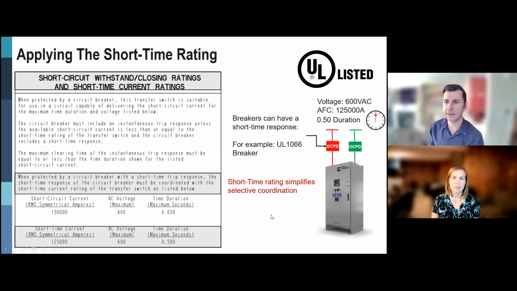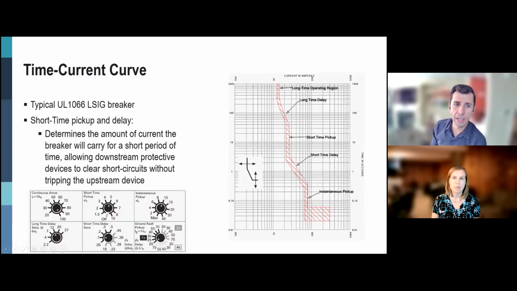So how do we coordinate this breaker, and what's the advantage of it? If you have a 1066 LSIG breaker, you have about six or more knobs that you can change. With a 1066, we can turn off the instantaneous, because it's in that switchgear. But remember, everything must be braced to handle that. So the cables between it and the next board or the transfer switch must also be able to handle that fault current for that duration.